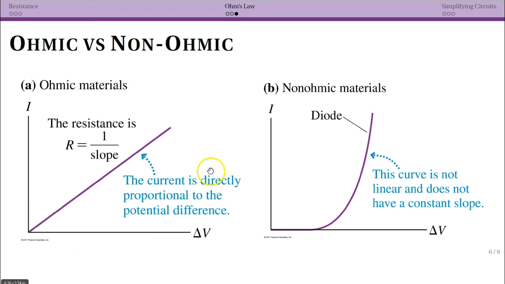So mostly in this class we will focus on ohmic materials. We can talk about them very easily. You have to use some more advanced techniques to talk about non-ohmic materials and how they behave in circuits. And if you're interested in that, Physics 240 goes into more depth into that.